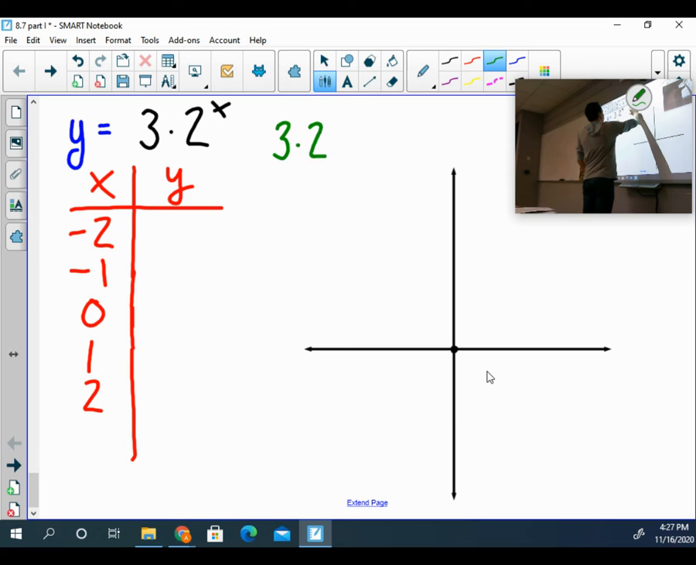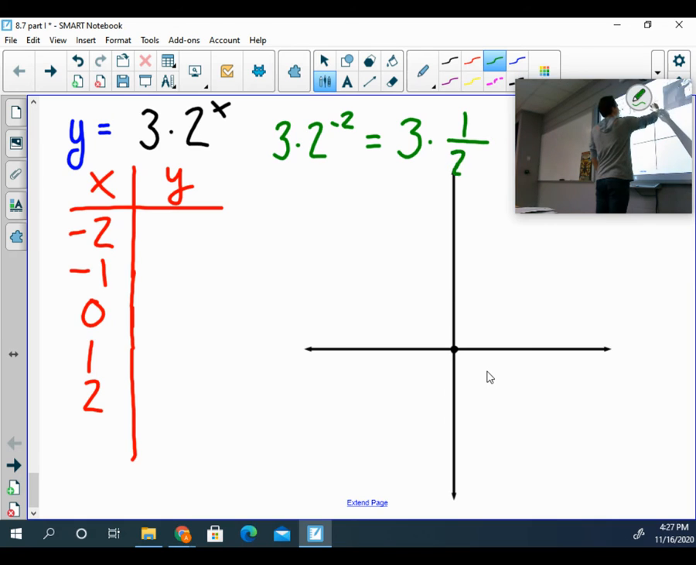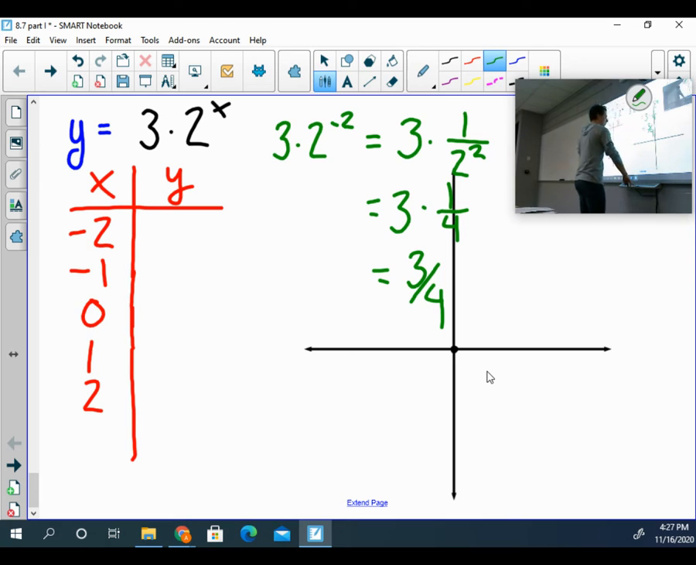If I plug in -2 for x, we know that negative exponents turn into fractions. So I get 3 times 1 over 2 squared, which is the same thing as 3 times 1/4, which is 3/4. But as you saw before, while I find this as a fraction, I'm going to turn it into a decimal over here. It'll be a little easier to graph.